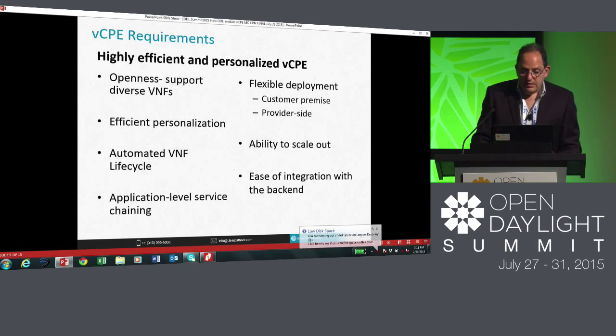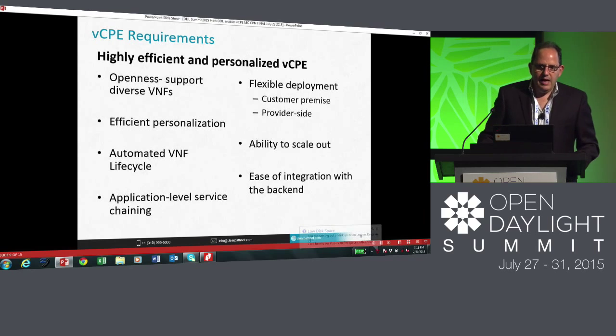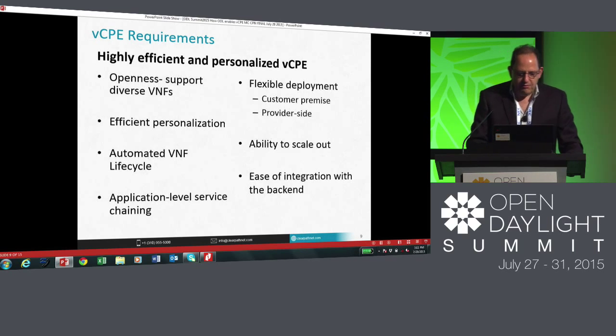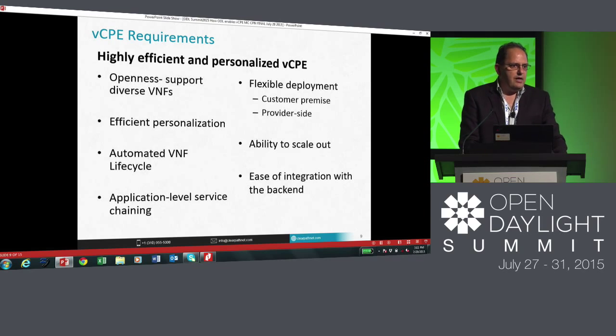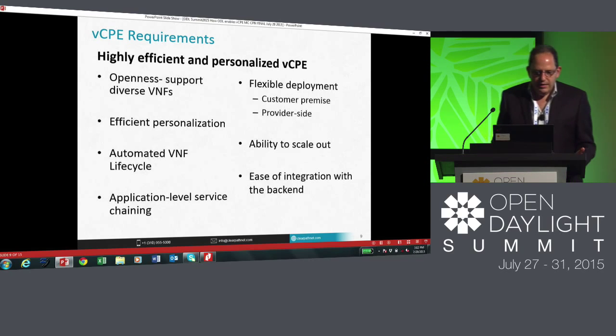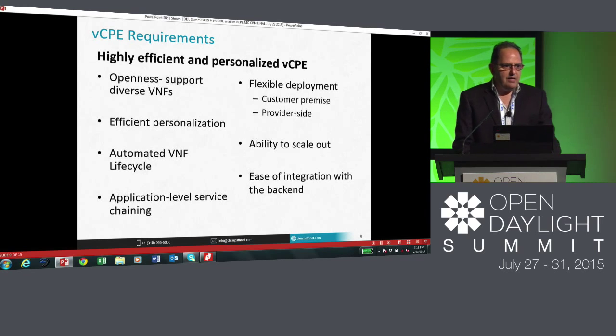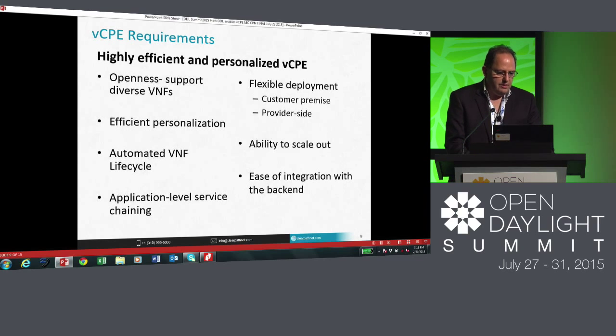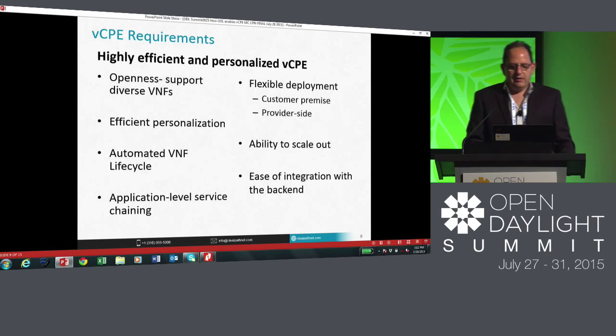virtualized CPE. Some of the additional requirements, well, it wouldn't be SDN or NFV if we didn't start with openness. Now, what is openness in the context of virtualized CPE? Open source is a part of it, no question, but openness for virtualized CPE is the ability to support a diverse set of virtualized network functions, VNFs. Again, if you're familiar with NFV and the NFV architectural framework, you know what that means. If not, these are the virtualized capabilities that are going to be strung together or chained together to be able to offer a service in the network.